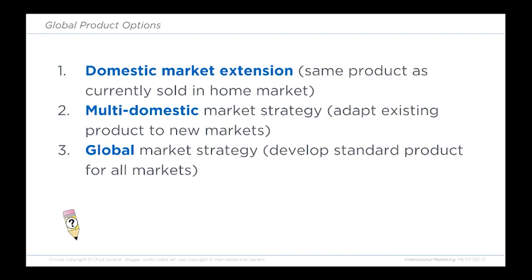So here we're going to say, okay, we know that our current product mostly works, but we need a few tweaks. So now we're going to keep that product the same at home, but make a new strategy around how we introduce it for the new markets. And then global is the ultimate standardization. This is Coca-Cola. This is where we are able to develop a marketing strategy and a product that effectively works in all markets.